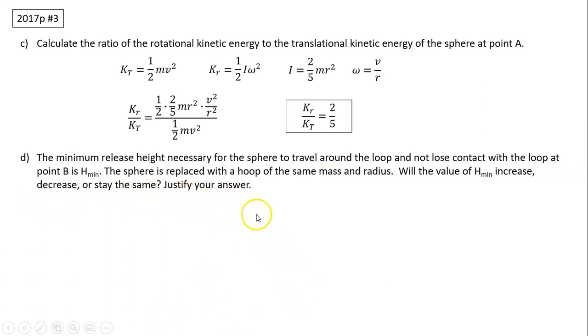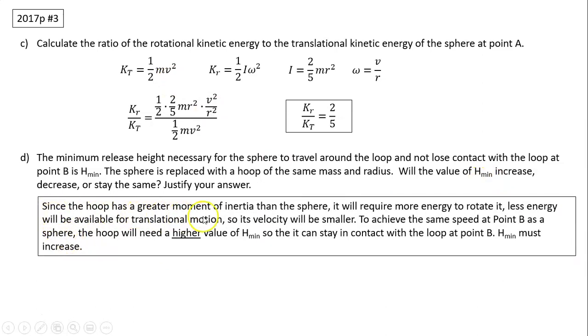Justify your answer. The difference between hoop and sphere is that a hoop has a bigger moment of inertia. Because its moment of inertia is bigger, it will require more energy to rotate it. Therefore, it will have less translational kinetic energy. That means your v will be smaller. Now, to maintain the v, h minimum has to be bigger.